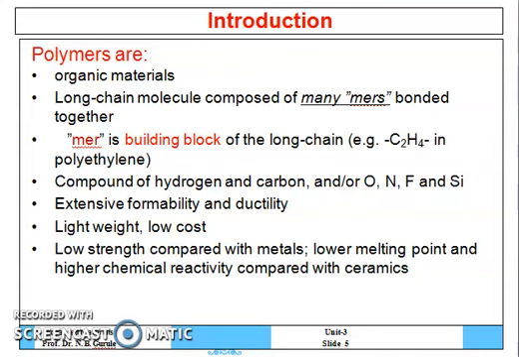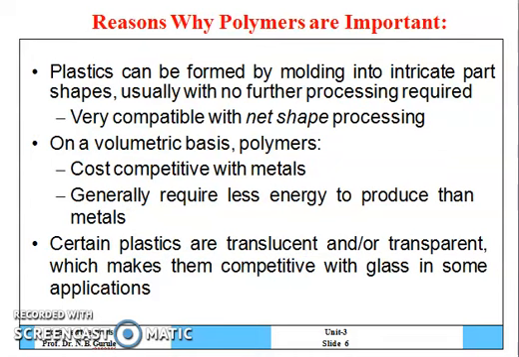As compared to metals and ceramics, plastics have low weight as well as low cost. But if you compare strength-wise, plastics have low strength as compared to metals and a low melting point, as well as higher chemical reactivity as compared to ceramic materials. So after knowing this, though having these many limitations, still plastics are used as an important engineering material for a variety of applications. Why are these plastics used for a variety of applications?